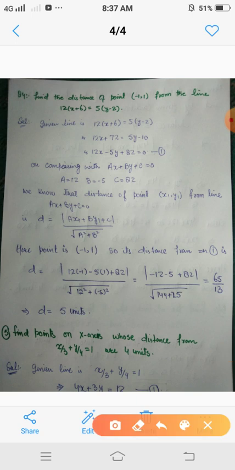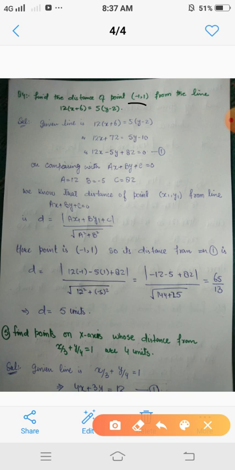Today we are going to discuss a few examples of exercise 10.3. Question number 4 of this exercise is: find the distance of the point (-1, 1) from the line 12x + 6 = 5(y - 2). Here the given line is 12x + 6 = 5 into (y - 2).